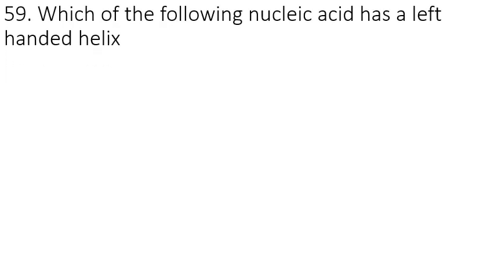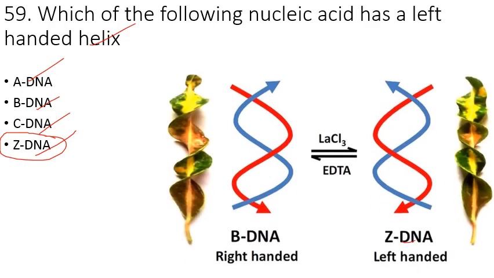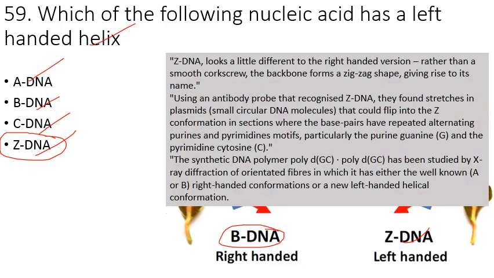Next question, which of the following nucleic acids has a left-handed helix? Our options are A-DNA, B-DNA, C-DNA, or Z-DNA. So this is the DNA which shows this left-handed helix. This is the Z-DNA, and the most commonly found DNA is the B-DNA, which is right-handedly coiled DNA. So this looks different from the right-handed version. Rather than a smooth corkscrew, the backbone forms a zigzag shape, giving rise to its name.